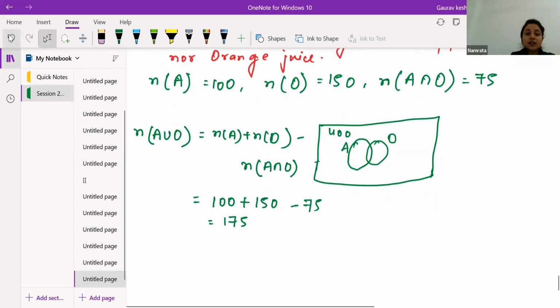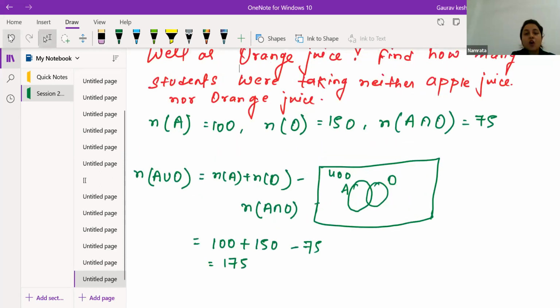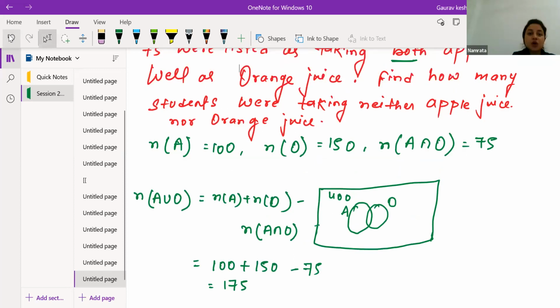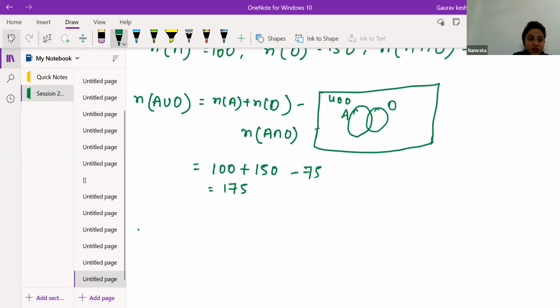Here we have to find the number of students who don't like any. Okay, so let's write it in operational form. Find how many students were taking neither apple nor orange. Number of students who were taking neither apple, that means A complement, nor orange, that means O complement, and we have to find the intersection of both, neither apple nor orange. Can you see it?